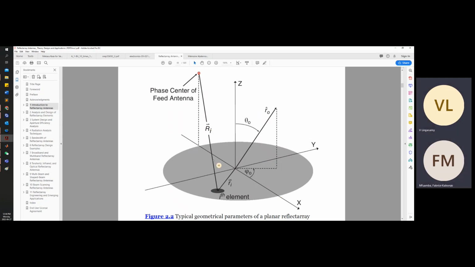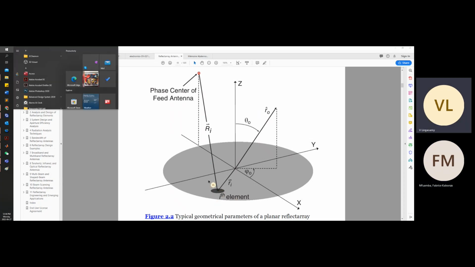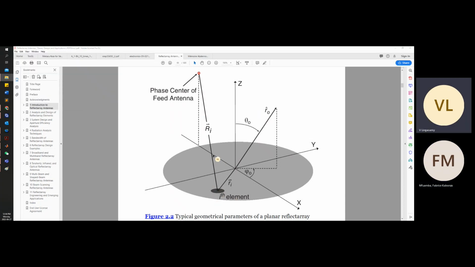See, for example, here we have 2 lambda, and over here 1 lambda, which is 360 degrees, and here 720 degrees. By introducing this 720 degrees over here and also 360 degrees over here, what I'm doing is nullifying all the phase difference between the elements, so that I'm getting uniform phase shift, or we can say a planar wavefront.